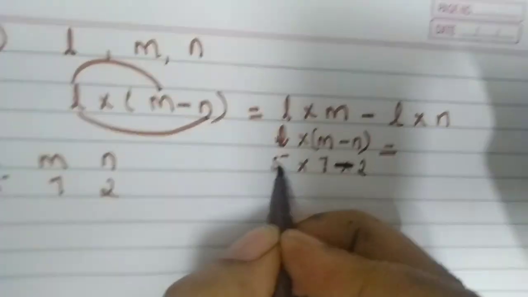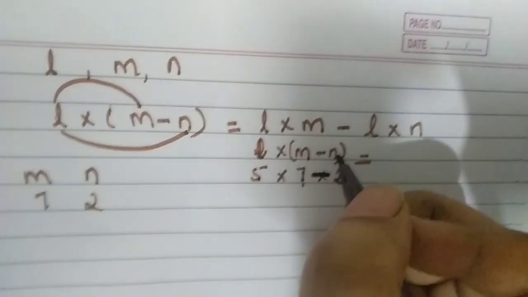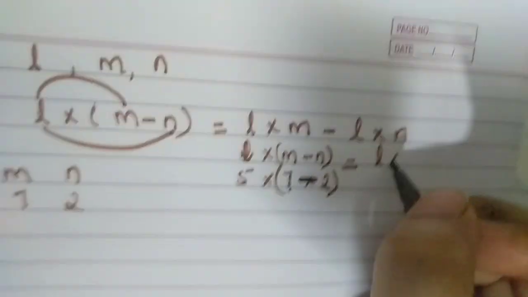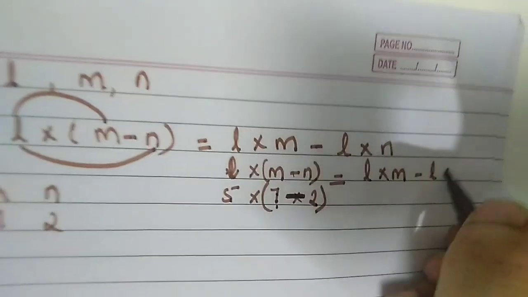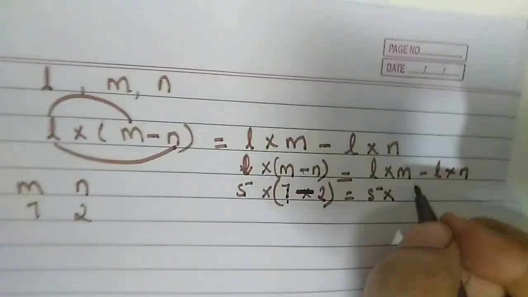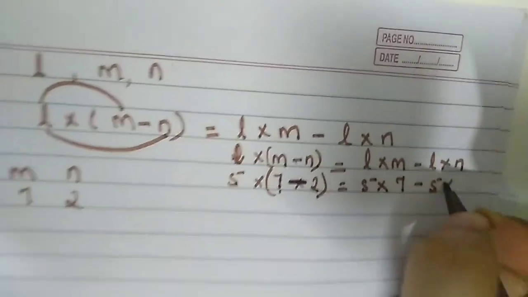The value of L is 5. The value of M is 7. We have a negative sign here, minus N, which is 2. Put that in the bracket. Equals L into M minus L into N. So the value of L is 5 into M, which is 7, minus, again L is 5 into N, which is 2.